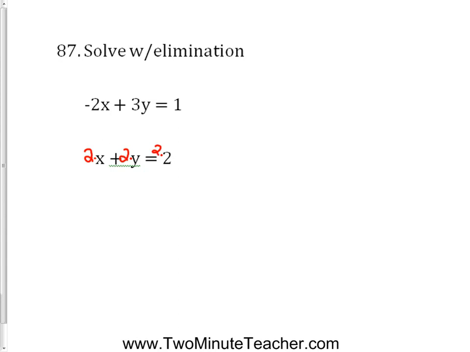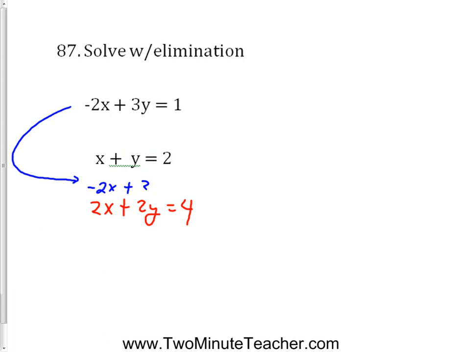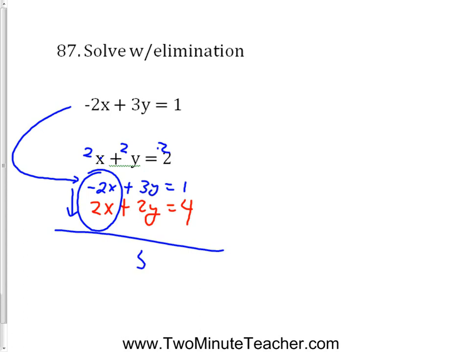Okay, and so now my new equation will be 2x plus 2y equals 4. I'll bring my original equation down and say negative 2x plus 3y equals 1. Now do you see why I multiplied this all by 2? Because now this and this will cancel out. And then when I add straight down, I'm going to get 3y plus 2y makes 5y equals 1 plus 4 makes 5. So y must equal 1.